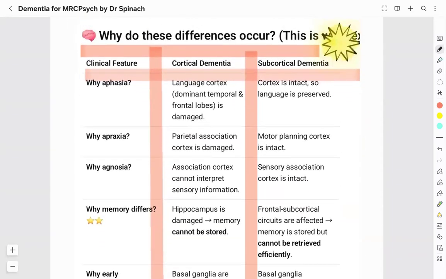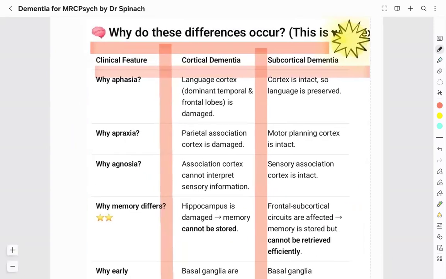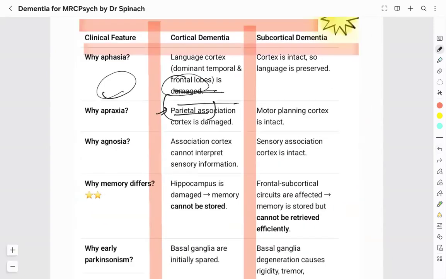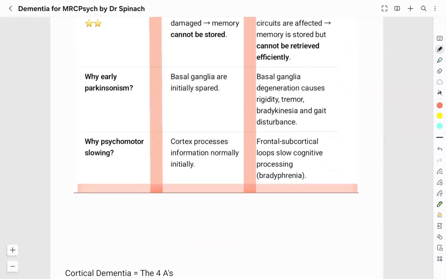I think we already discussed this one, but we can see a little bit about aphasia. Language cortex, dominant temporal and frontal lobes are damaged. Then apraxia happens because of parietal lobe damage. Parietal association cortex is damaged. Agnosia happens because the association cortex cannot interpret sensory information. However, sensory association cortex is intact here. This we discussed already.